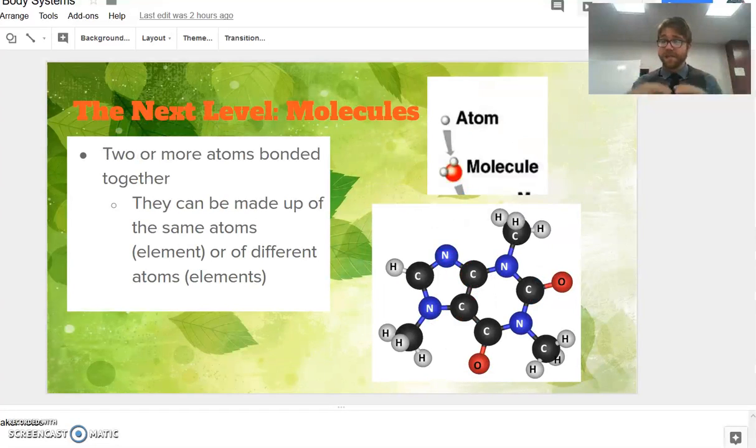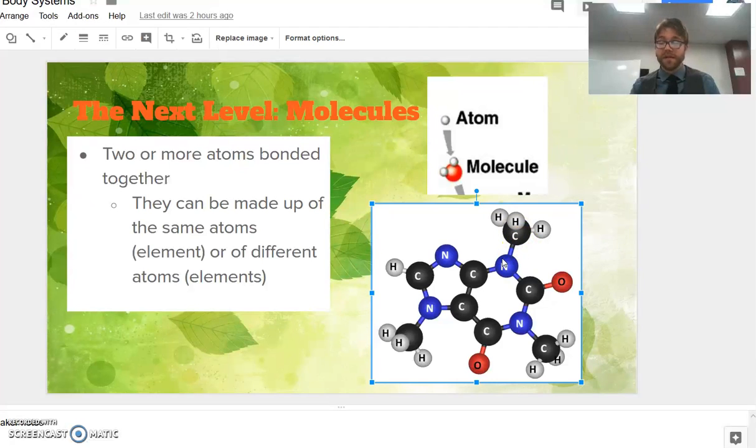Now, a bunch of atoms together are going to give you a molecule. A molecule is two or more atoms bonded together. Now, they could be different or they could be the same. It doesn't matter as long as they're bonded together. So if we look at this right here, this is an example of a molecule. We definitely have different atoms all bonded together. We've got carbon, nitrogen, hydrogen, oxygen, all bonded together. This is a good organic molecule here, right?